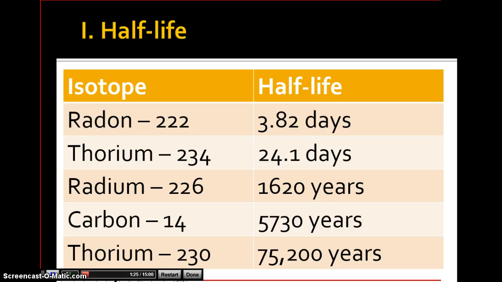And I want you to just realize that just because it's thorium, it can have a different half-life. So thorium-230 has 75,200 years. So different isotopes of the same element can have different half-lives. We've got thorium-234 here and thorium-230 here, and both of those have different times. And you can even have half-lives in the seconds as well.